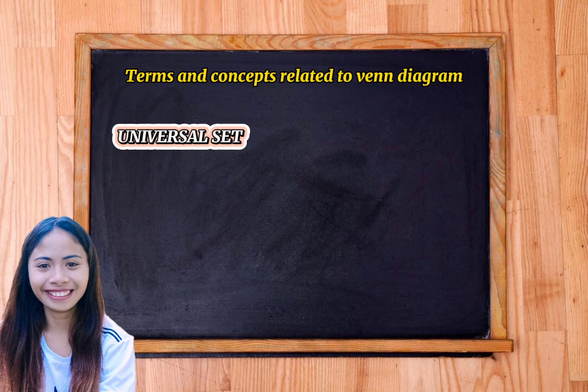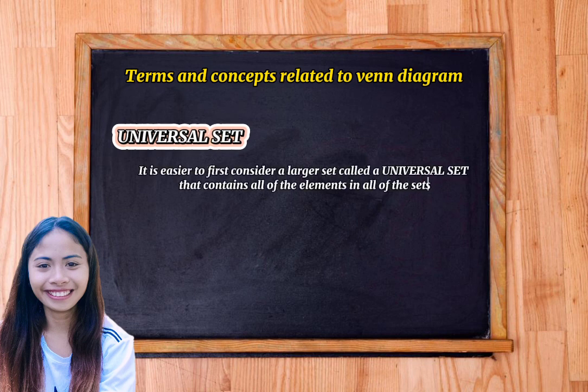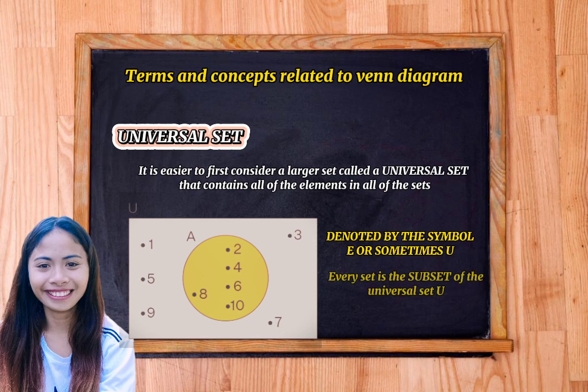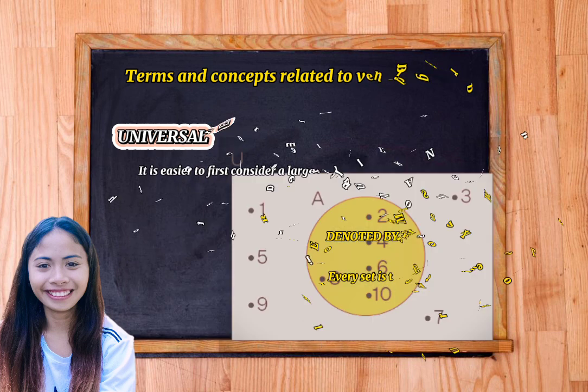Universal set. Whenever we use a set, it is easier to first consider a larger set called a universal set that contains all of the elements in all of the sets that are being considered. Whenever we draw a Venn diagram, a large rectangle is used to represent the universal set and it is usually denoted by the symbol E or sometimes U. All the other sets are represented by a circle or closed figures within this larger rectangle. Every set is a subset of the universal set U.